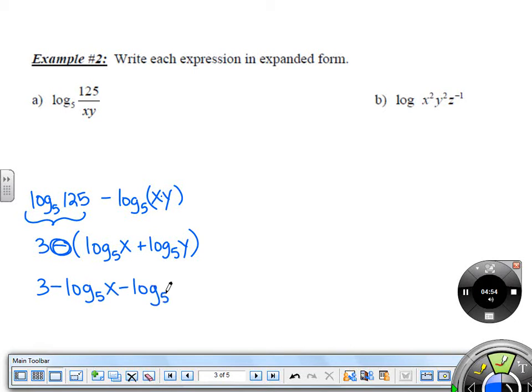And the reason that makes sense to me is really this log base 5 of y should have a minus sign in front of it, because if you look back at the original problem, it was in the denominator, and that minus part is what's going to place something in the denominator.